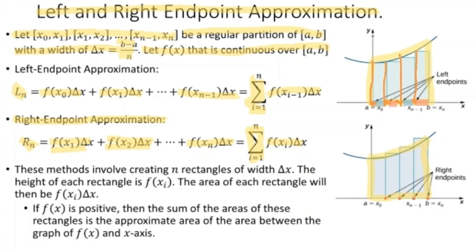One important thing to note is if f of x is positive, then the sum of the areas of these rectangles will approximate the area between the graph of our function f of x and the x-axis. We're going to talk later about what happens if our function is negative. Does this left and right endpoint approximation still tell us anything? We'll discuss that later on.